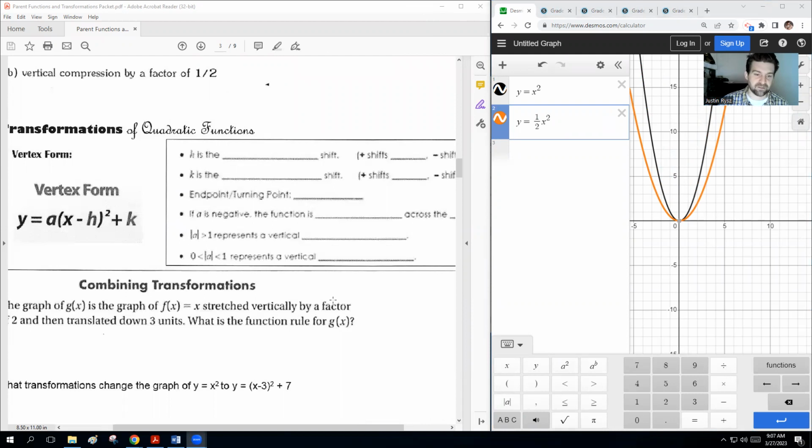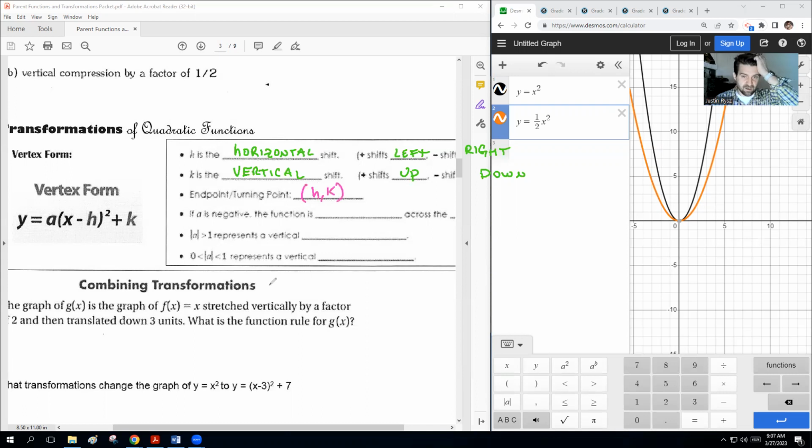Okay, so we've kind of talked about this before with quadratics way back in chapter 2, and we've used these numbers here. So (h, k), we always said was the vertex, but h is going to be our horizontal shift. All right, positive shifts it to the left, and minus shifts it to the right. k is our vertical transformation, or vertical shift. Positive shifts it up, negative shifts it down. All right, the endpoint or the turning point, or basically your min or max, is at the point (h, k).